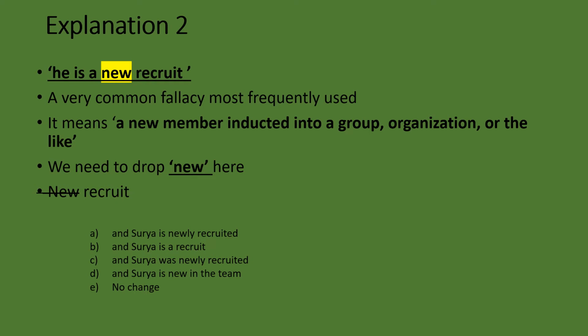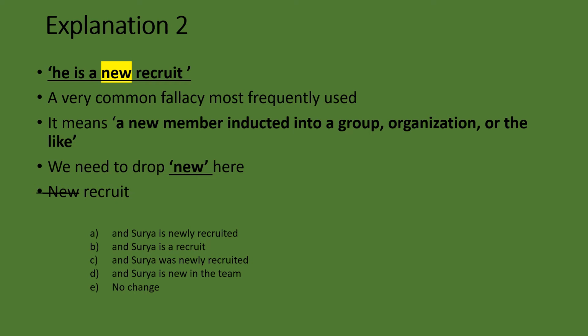Now option C, why is it incorrect? Because of the tense. All the thing is in the present tense, but option C is in the past indefinite tense. That's why it's incorrect.